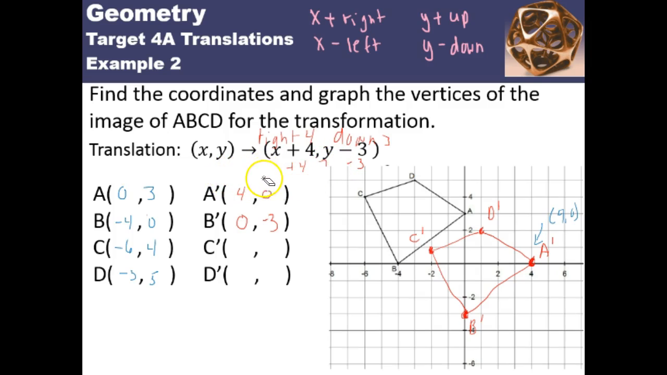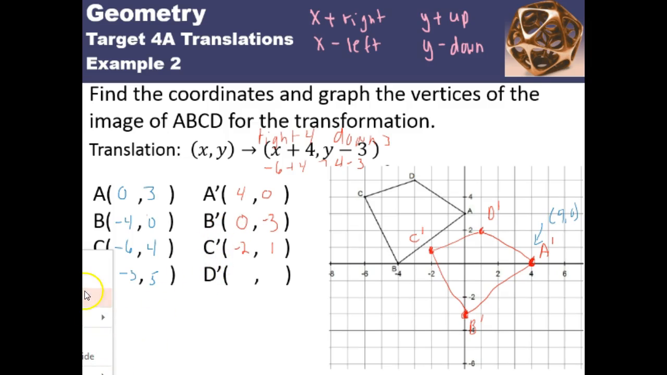I guess I can get rid of these lines now, too. So now I'm going to look at the point negative 6, 4. And I'm going to replace x with negative 6, so right here, negative 6, and I'm going to replace the y with 4. So I get negative 6 plus 4, which is the point negative 2, and then 4 minus 3, which is 1. So C prime should be at the point negative 2, 1. So let's check. Here's C prime, and this is definitely negative 2, 1. So we did it right.